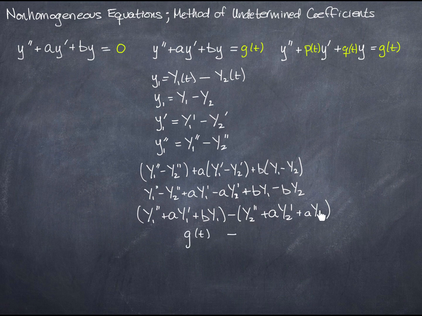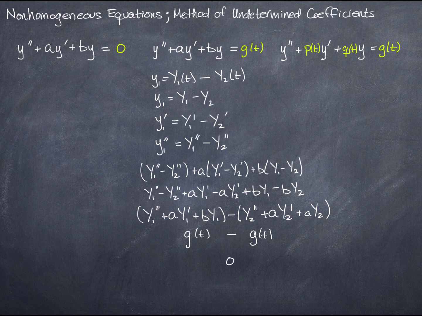And this is the same thing again for a different solution. It's y double prime plus ay prime plus ay. That's the same thing as I have on the left-hand side here for a different solution to this equation. So that thing there must also equal g of t. And from that, I get 0.